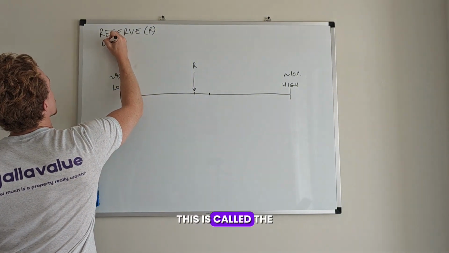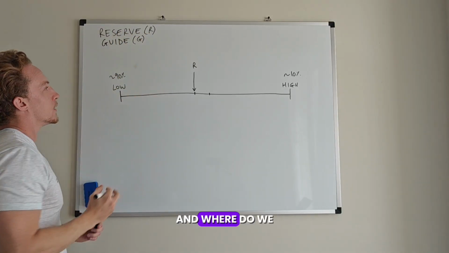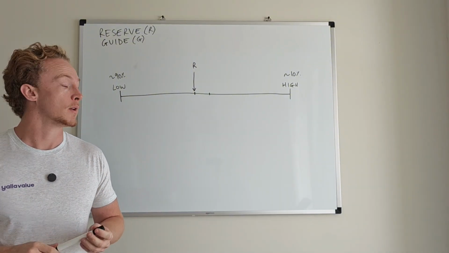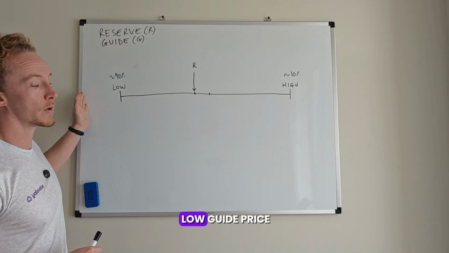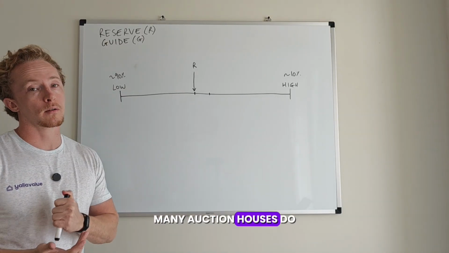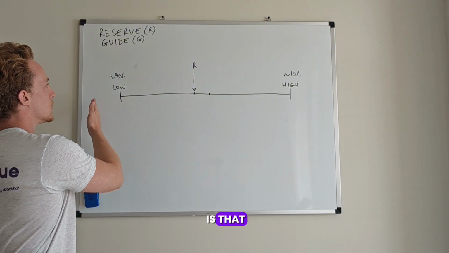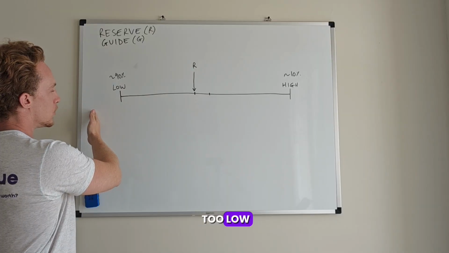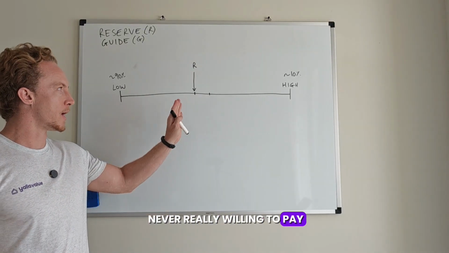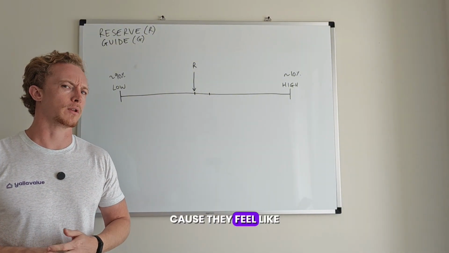This is called the guide price. And where do we set the guide price? Well, it's very tempting for many auction houses to set a very low guide price in order to tease people, in order to get people excited. Many auction houses do this and have done this. The problem with this is that by advertising the property too low, you invite people that were never really willing to pay the reserve. You often end up annoying people because they feel like they've been misled.